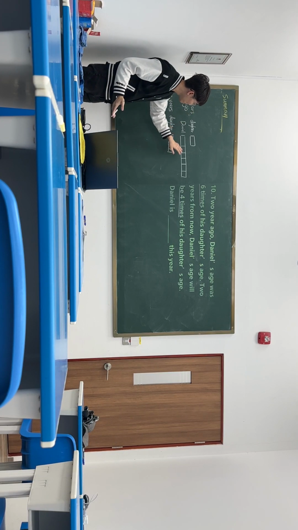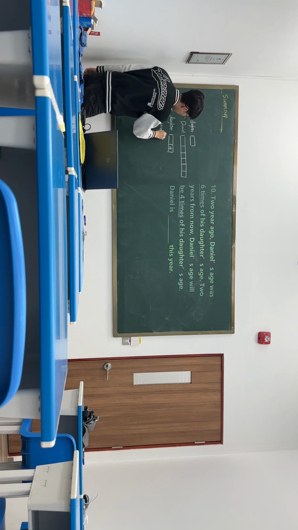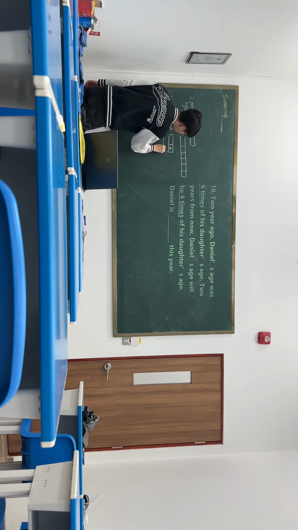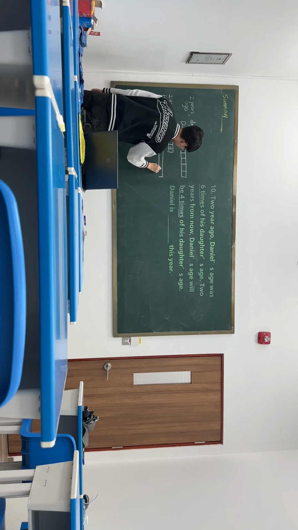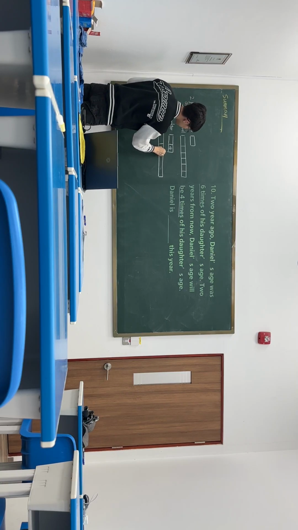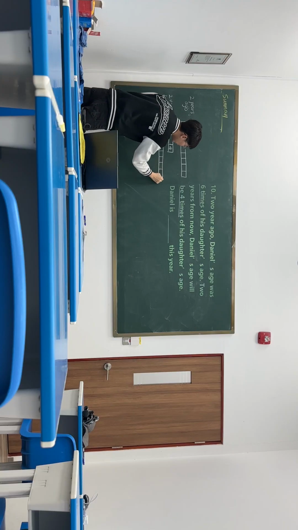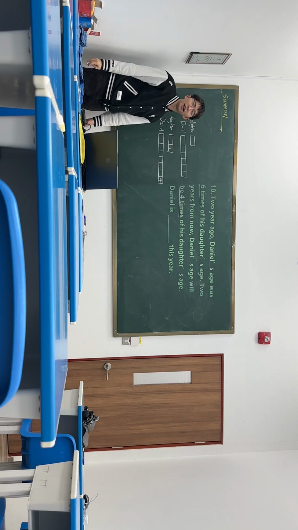So let's copy this first and then add an extra 4 years. Now let me copy this bar all the way until here. Daniel will not only have this number of units, 6 units, but he will have an extra 4 years older.